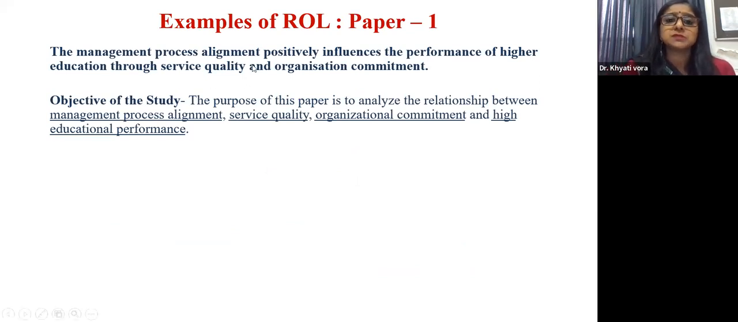The management process alignment positively influences the performance of higher education through service quality and organization commitment. Tell me what is the IDV, what is the DV, and what is the other variable? Is it moderating or is it mediating?